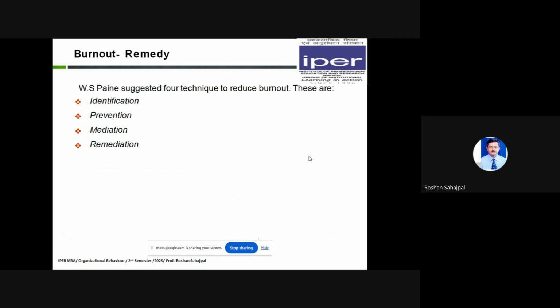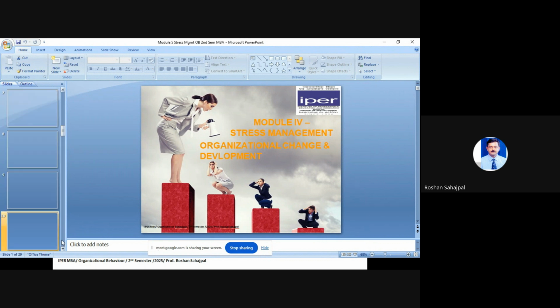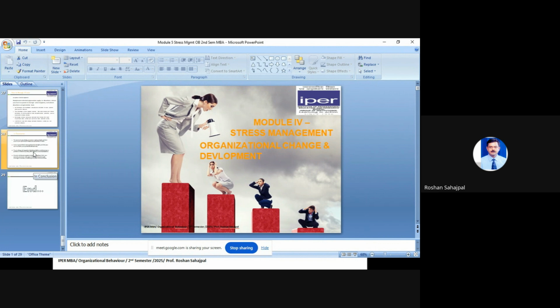और उसको रिजॉल्व करने का तरीका क्या है कि फर्स्ट ऑफ ऑल आइडेंटिफिकेशन कि व्हाट इज कॉजिंग a person to get burnt out. Prevention, कि हम उसको कैसे प्रिवेंट कर सकते हैं, कि पहले हमको आइडेंटिफाई करना है कि बर्नआउट क्यों हो रहा है, फिर उसको प्रिवेंट करने का तरीका देखना है कि क्या प्रिवेंट के तरीके हो सकते हैं.